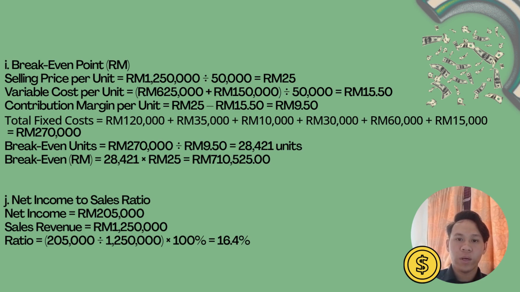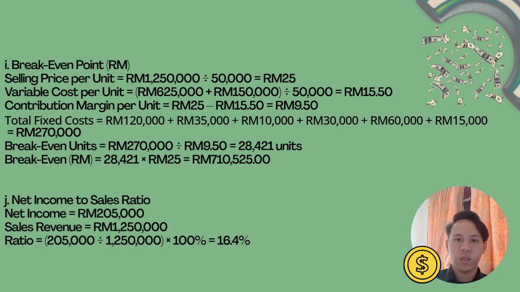Next, we calculate the variable cost per unit. We add up the total variable cost, which are 625,000 ringgit Malaysia and 150,000 ringgit Malaysia, giving us 775,000 ringgit Malaysia. Then we divide this by 50,000 units and we get 15 ringgit 50 cent per unit. After that, we find the contribution margin per unit, which is the selling price per unit minus the variable cost per unit. So 25 ringgit minus 15 ringgit 50 cent, and the contribution margin is 9 ringgit 50 cent.